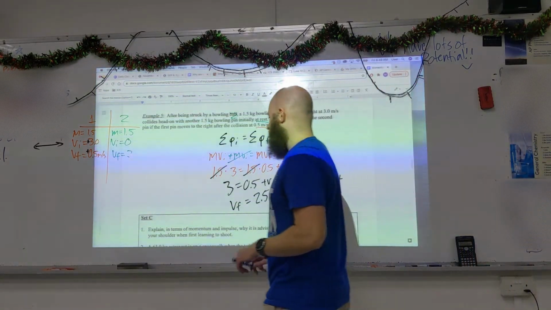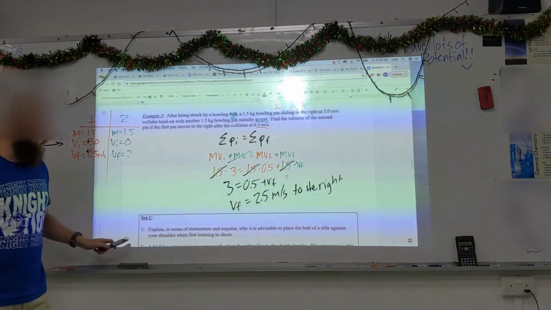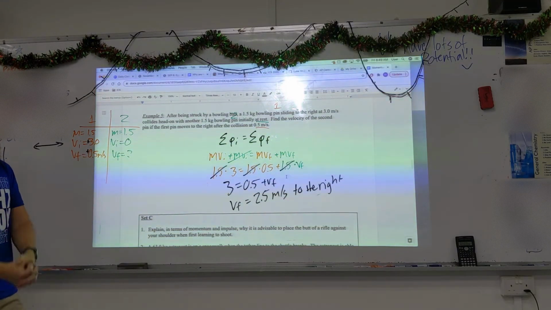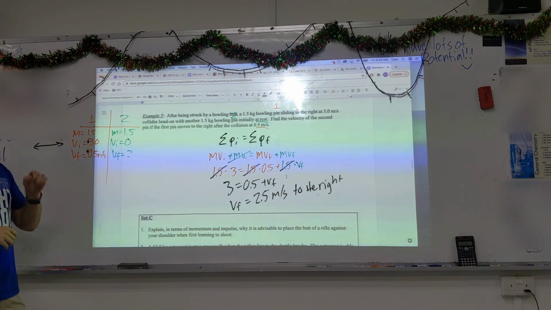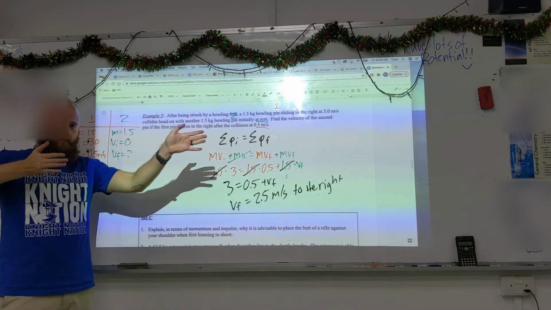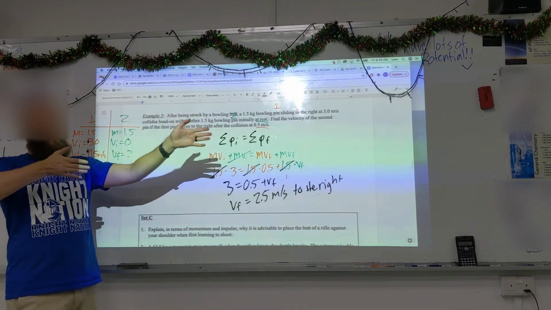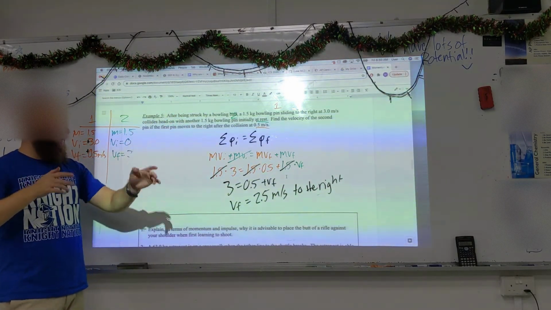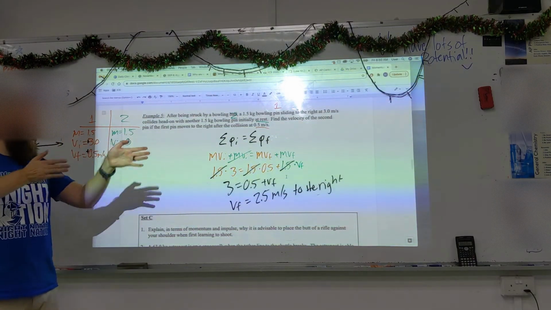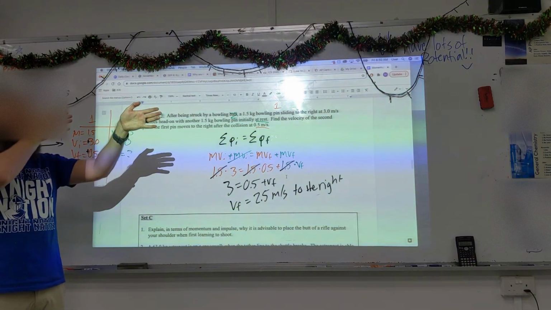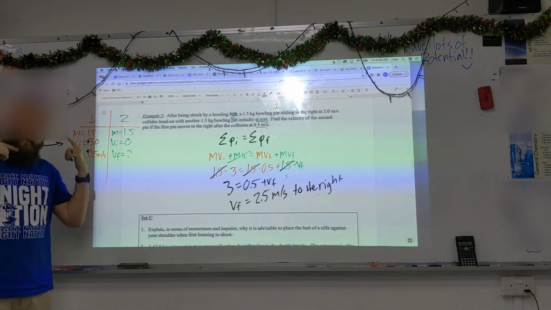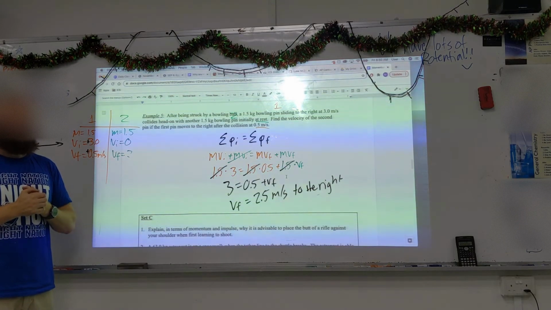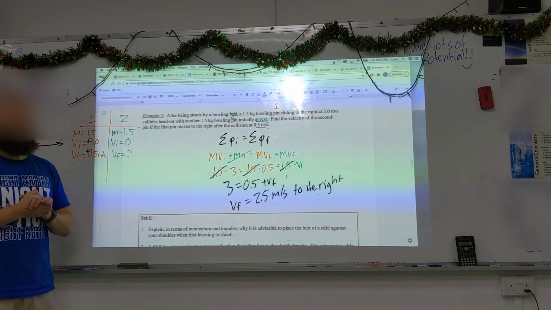So go ahead and look at practice set C. Let's see if we can answer this first question. The first question says, explain in terms of momentum and impulse why it is advisable to place the butt of a rifle, just the back of a rifle, when you're holding a rifle to aim at a target, like maybe skeet or whatever. Why do you put it here and not in your face? Like, why wouldn't you put it in your face? Right? So go ahead and see if you can think about that, figure it out. So pause the video, and I'll explain in one moment.